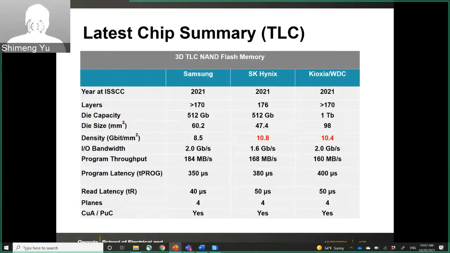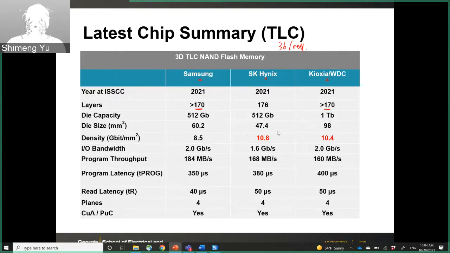All right, so the last two slides summarize the latest chip performance. This is the latest from this year's ISSCC. This is the triple level cell, TLC, 3 bits per cell, from major companies. All of them are around 170 something, probably 176 layers, with up to 1 terabit per chip.